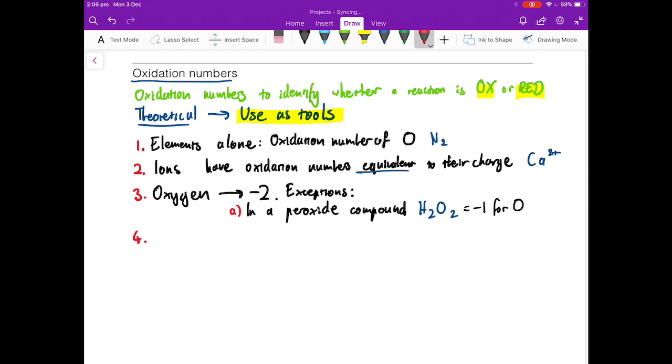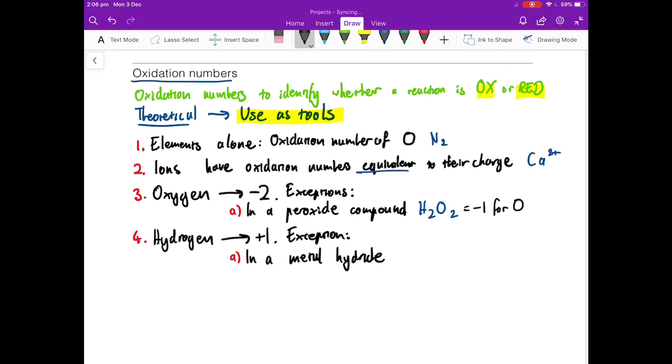However, if it's in a peroxide, it's going to be -1. Now, our next rule, number 4: hydrogen is usually assigned an oxidation number of +1, but once again, there is an exception. That exception is that when hydrogen is found in a metal hydride, then its oxidation number is -1. So this could be something such as sodium hydride, NaH. And in this case, it'll have an oxidation number of -1 for hydrogen. So that's just one exception.